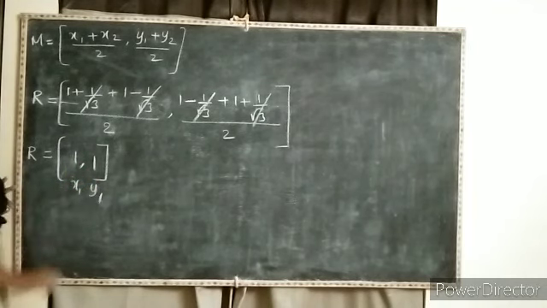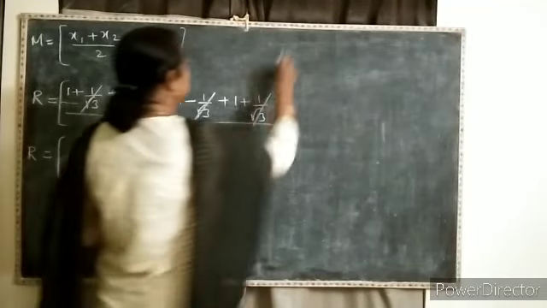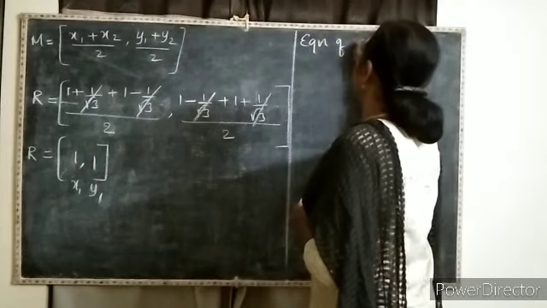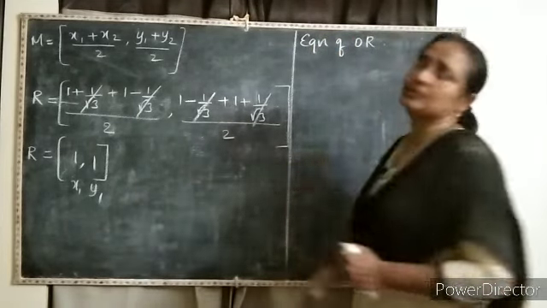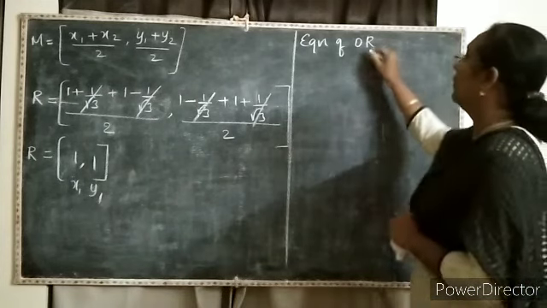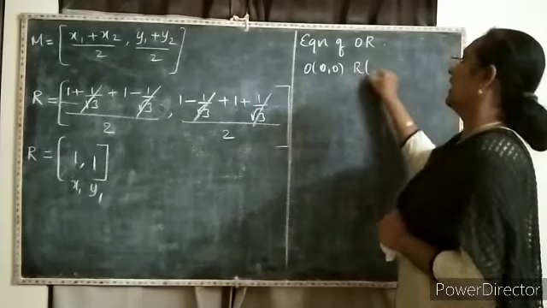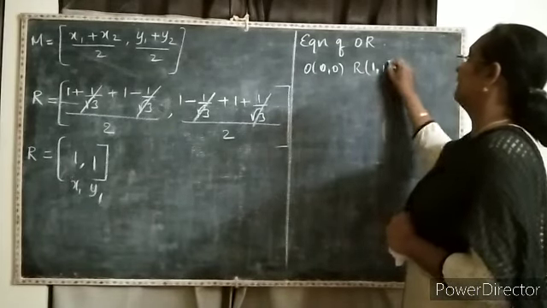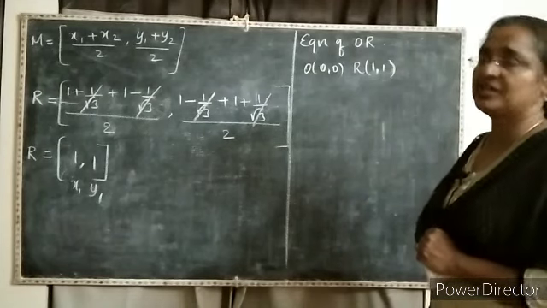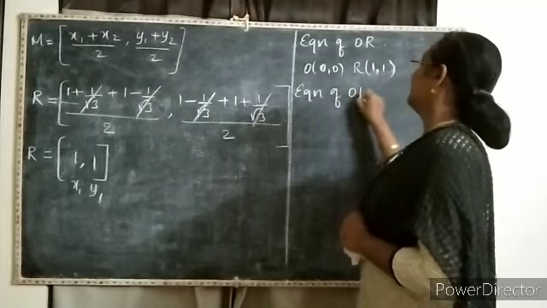Now let us take this point as x1, y1. What are we supposed to find now? We are supposed to find the equation of OR. Did you remember? We are supposed to find the median OR. O is the origin (0, 0) and R is (1, 1). Now using the two-point formula, I am going to frame the equation of OR.